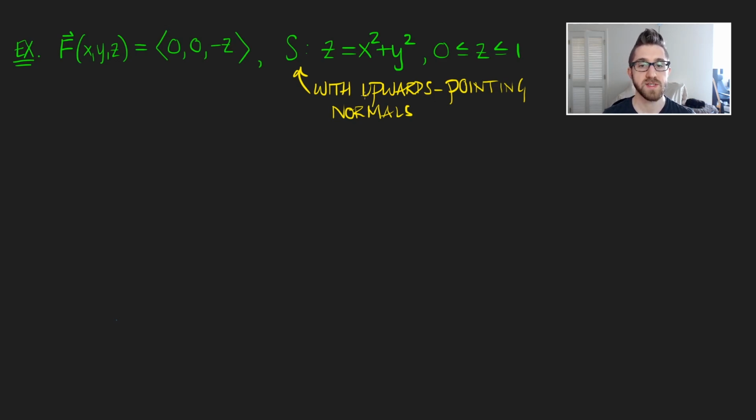And again, remember we decided that our surface was going to be oriented upwards from bottom to top. So when we compute ru cross rv, we're going to have to check that it's actually pointing in the upwards direction. All right, the first step was to parameterize the surface.